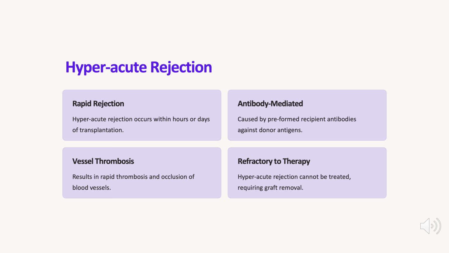2. Antibody-mediated. This type of rejection is primarily mediated by preformed recipient antibodies against donor antigens. These antibodies recognize the foreign tissue and trigger an immediate immune response, leading to tissue damage.